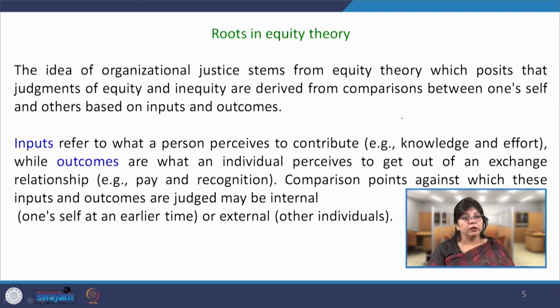Now, in the same equity theory, which was given by Adams, he has also talked about two aspects, that is input and outcomes. It is the most important aspect. Without input and outcome, we cannot talk about fairness or equity. So, input refers to what a person perceives to contribute. It can be an individual's knowledge, skills and abilities, it can be time, and the way you are using your knowledge, skills and abilities to perform or complete the task, that is the input.